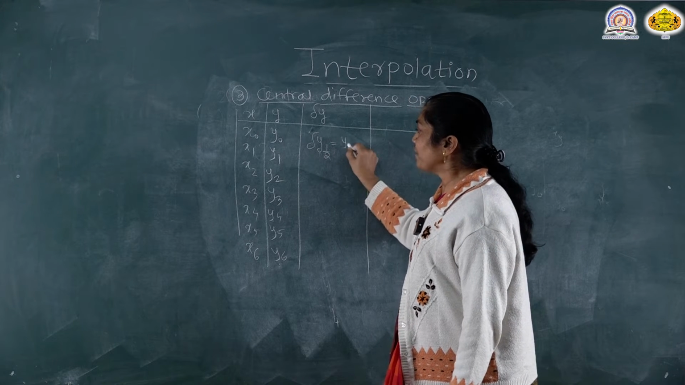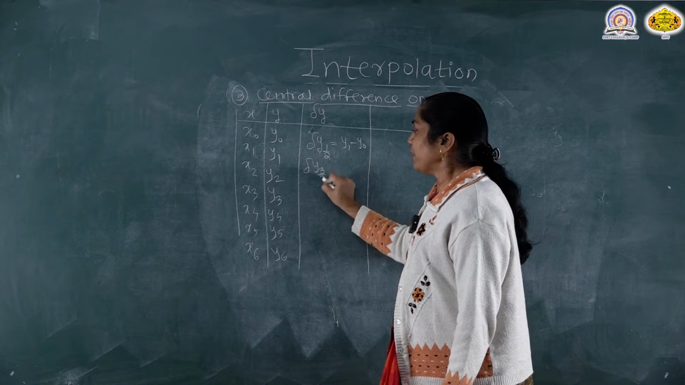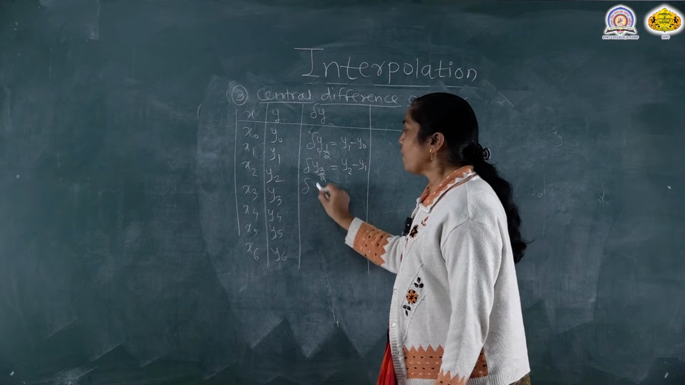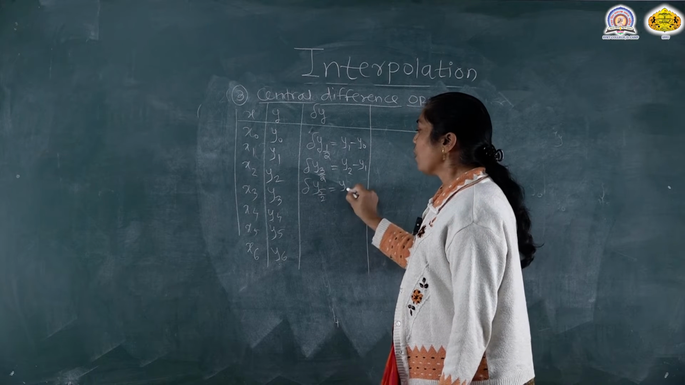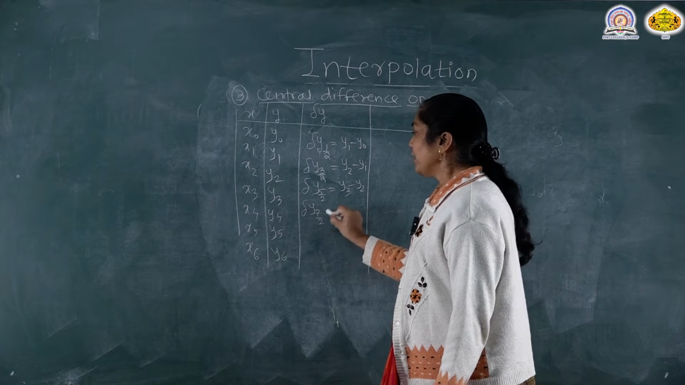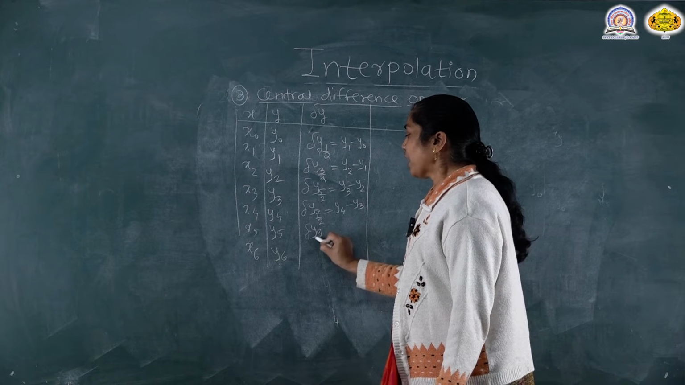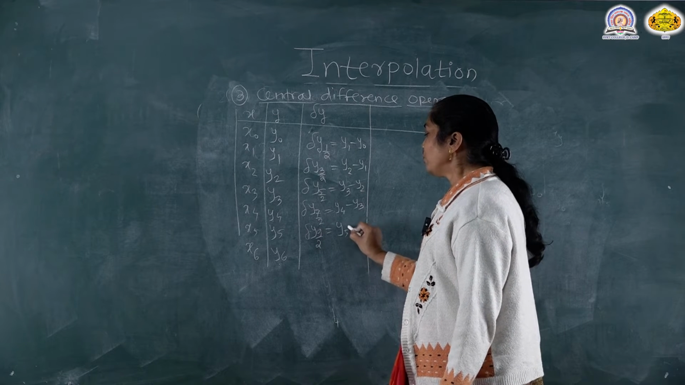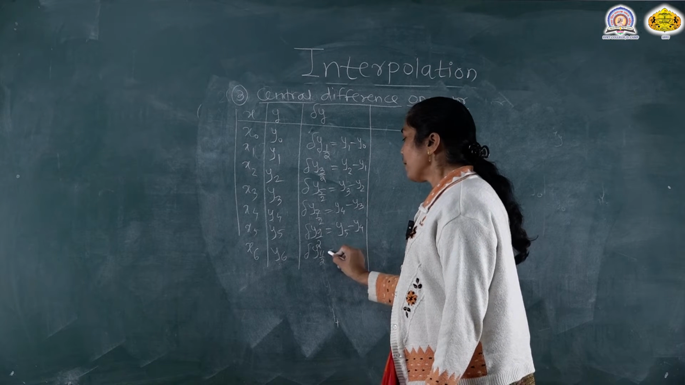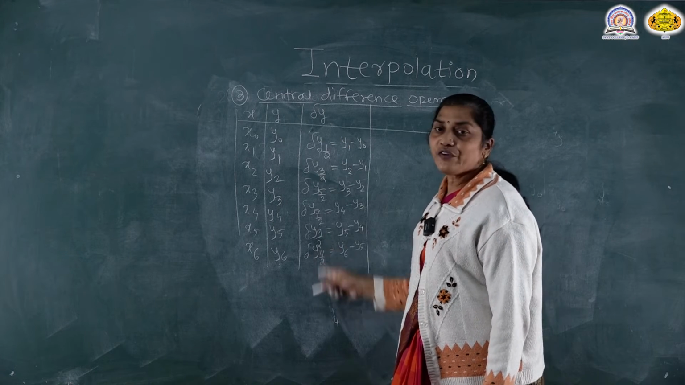Then y2 minus y1 gives us delta y 3/2. It is nothing but y2 minus y1. Or delta y 5/2, it is nothing but y3 minus y2. Delta y 7/2 is nothing but y4 minus y3. Delta y 9/2 is nothing but y5 minus y4. And delta y 11/2 comes to be y6 minus y5. These are all first differences.